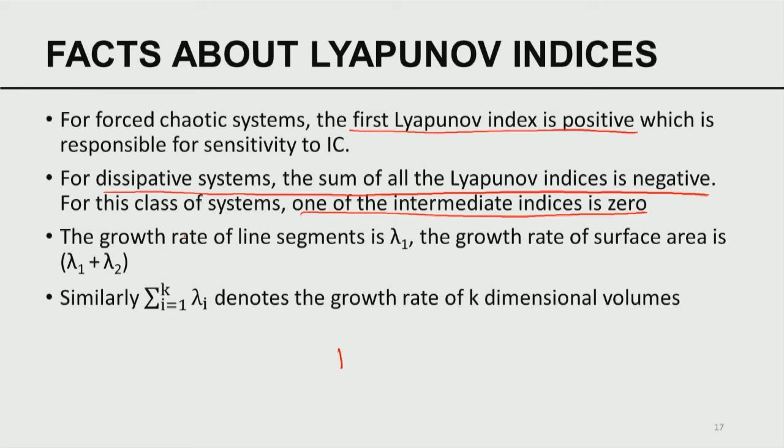The growth rate of lambda 1 tells you, if I have a 3-dimensional system, I have 3 Lyapunov indices. Lambda 1 tells you the growth rate of errors along one line. Lambda 1 plus lambda 2 refers to the growth rate of surface areas. Lambda 1 plus lambda 2 plus lambda 3 refers to the growth rate of specific volumes. That's where different Lyapunov indices come into play. Likewise, the sum of the first k Lyapunov indices tells you the rate of growth of k-dimensional volumes. So these are all very simple facts.